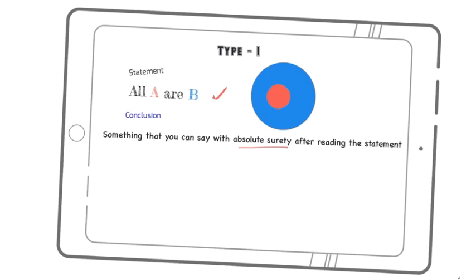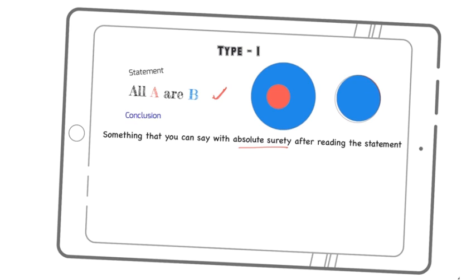Now, is this the only diagram that I can draw for all A are B? No, there is one more diagram which I can imagine here. Say this is my A, which is red. I draw it here, and I need to draw a B as well, right? So I'll draw a B like this, just surrounding A, and I'll put the color of B here, which is blue.